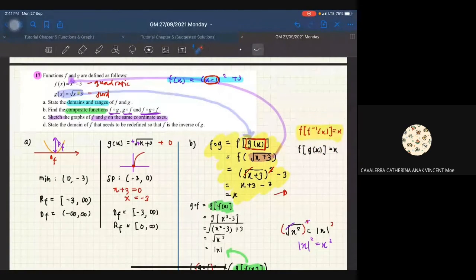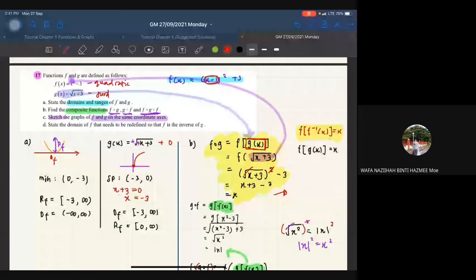gx tu sebenarnya apa kepada f tu? What is gx to our f right now? Inverse f. Inverse. Yes, betul. So sekarang ni kita boleh buat conclusion sebenarnya gx tu adalah inverse function untuk f tu, sebab bila kita masukkan gx ke dalam f, dia dapat sama dengan x. So dia follow balik apa property yang kita guna dekat atas ni. Okay, so this one is equal to f inverse.